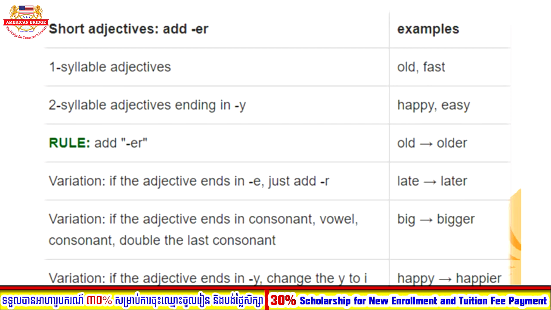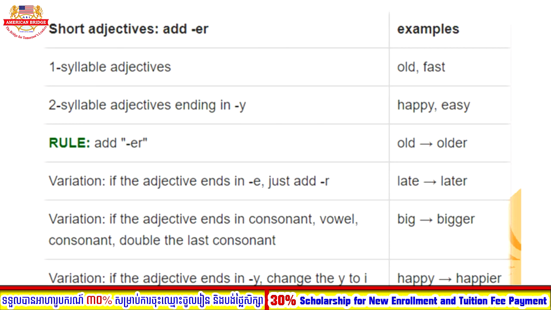Right, for example, my family is happier than yours. Okay, we can say like this, happier than yours. So, happier than, this is from the adjective happy. For adjectives that have one or two syllables and end in y, we have to change y into ier when we use them to compare. Got it? Good. So rule, add er.